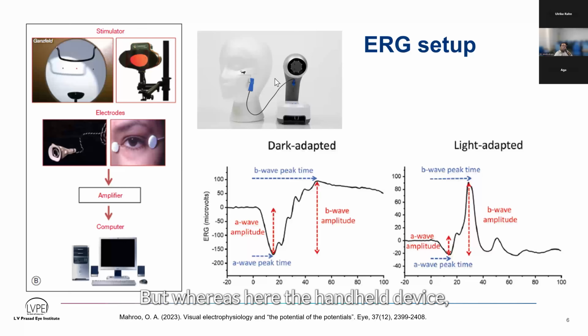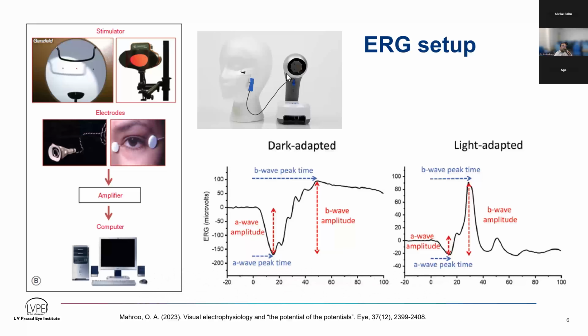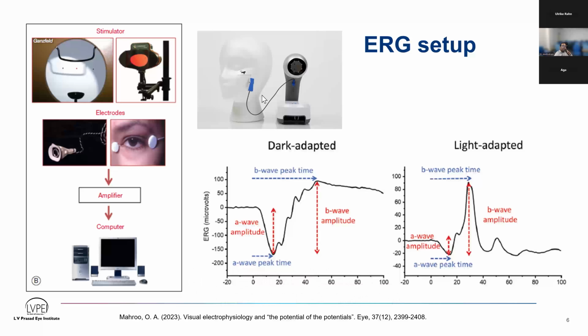But whereas here the handheld device, everything is incorporated within the setup. So this is the GANS field, and here we have the electrode, and this is the connector. And this is what Ulrich will later show us in the demo. How is this performed using the handheld ERGs?